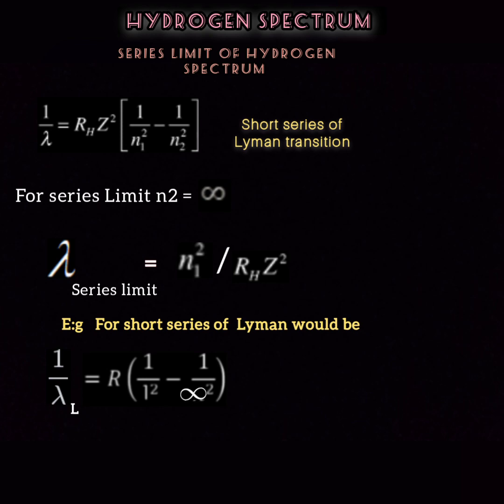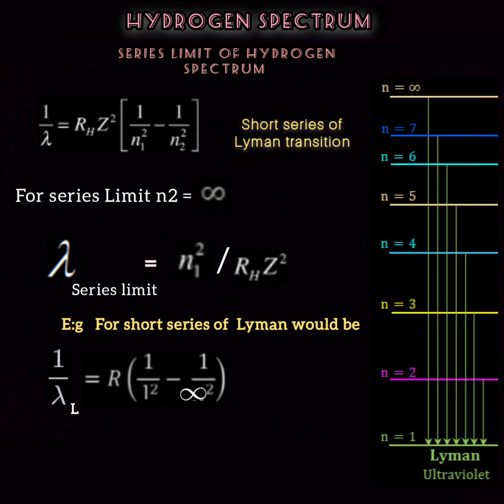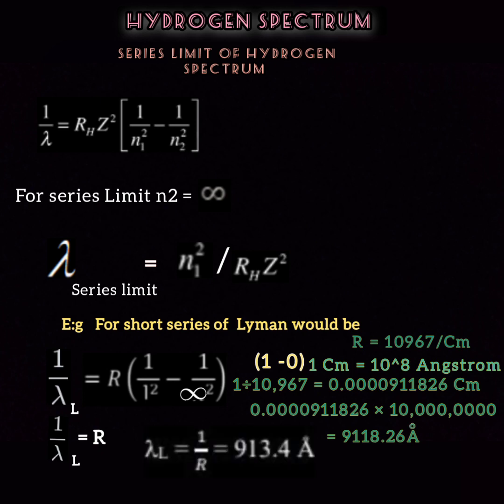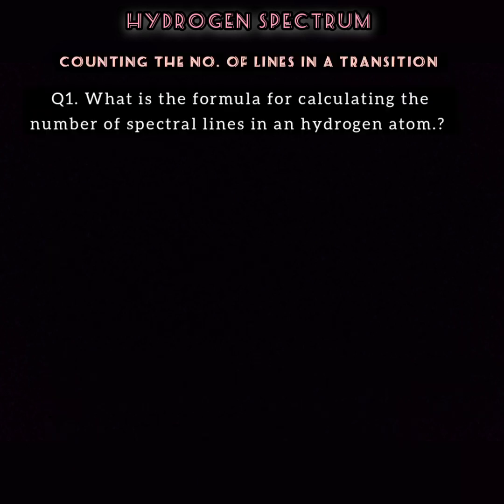For series limit of Lyman, the transition takes place from infinity to n equal to 1 energy level. Here 1 by 1 square minus 1 by infinity square becomes 1 minus 0. So 1 by lambda equal to R. Lambda equal to 1 by R. The value is 913.4 Angstrom. Counting of number of lines in a transition.